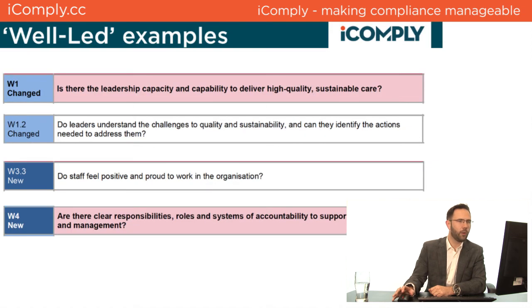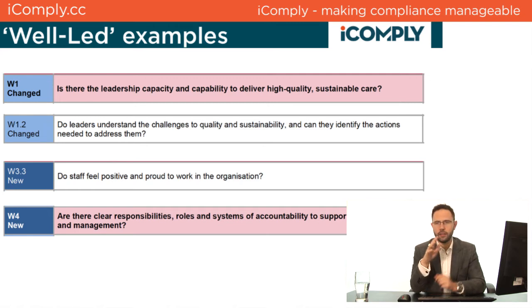Okay, so well led. Now, I would flick back to that slide, but it's a few slides ago, but you can see how many changes there were, 50 odd changes to well led. So that, as I said, probably could be a webinar all in itself. Let's explore a couple of slides and just see what they're saying.